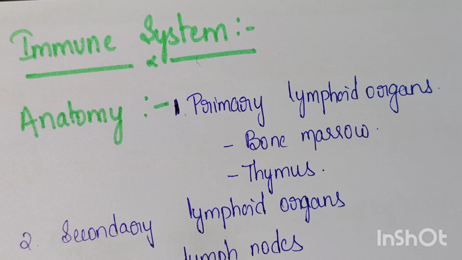Today we are going to learn about the immune system in brief. So what is the immune system? It is a complex network of organs, tissues, cells and molecules that work together to defend the body against infections, disease and foreign substances. So we will now discuss briefly the anatomy and physiology.